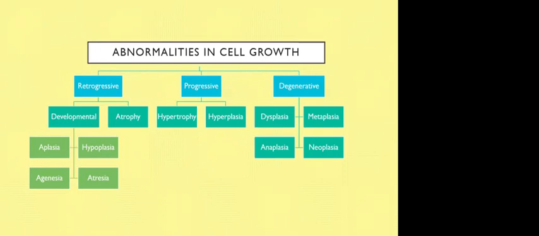We have the retrogressive. Under retrogressive, we have the developmental and atrophy. Under developmental, we have aplasia, hypoplasia, agnasia, and atresia. Then under progressive, we have hypertrophy and hyperplasia. And the last one is degenerative. We have dysplasia, metaplasia, anaplasia, and neoplasia. So let us discuss these types of abnormalities one by one.